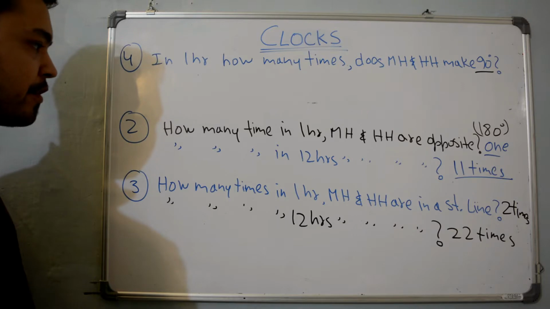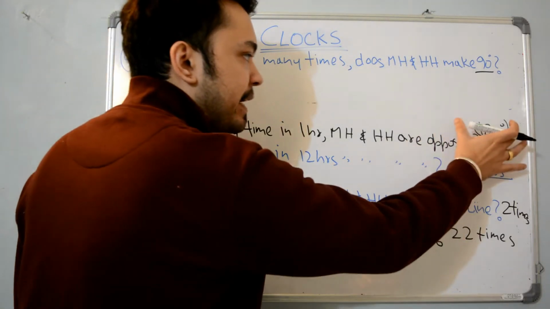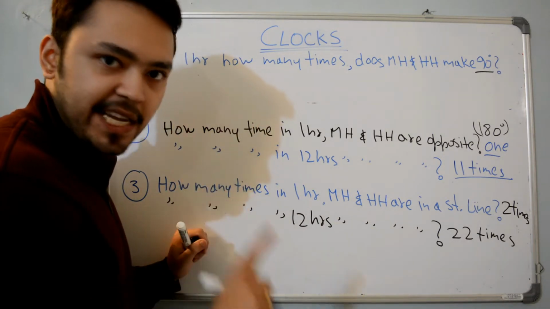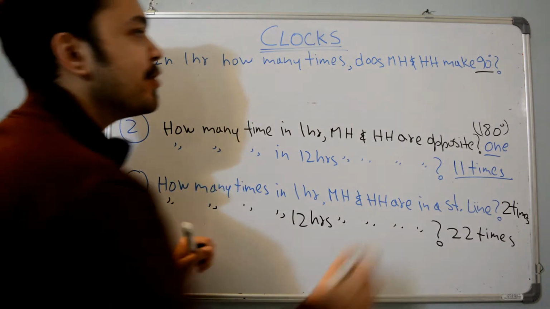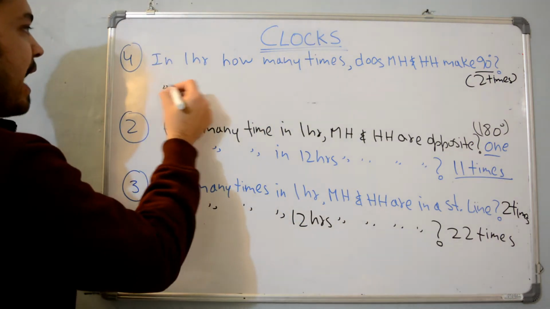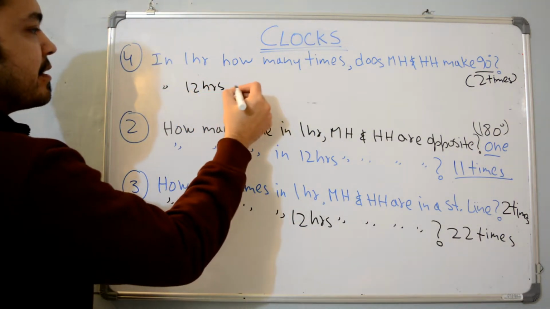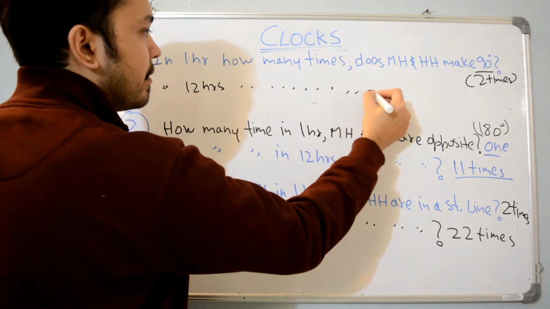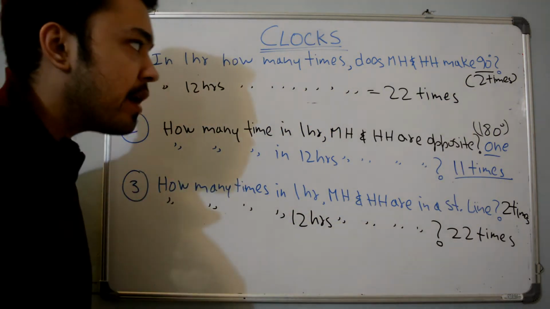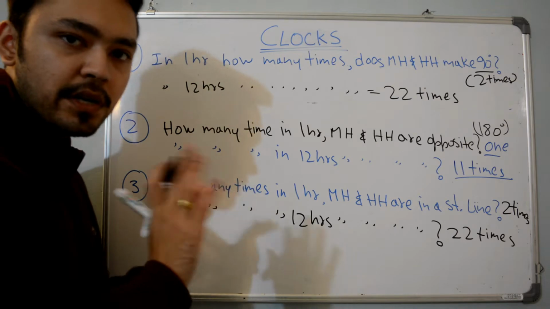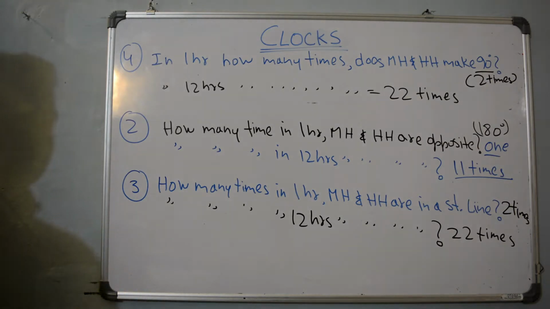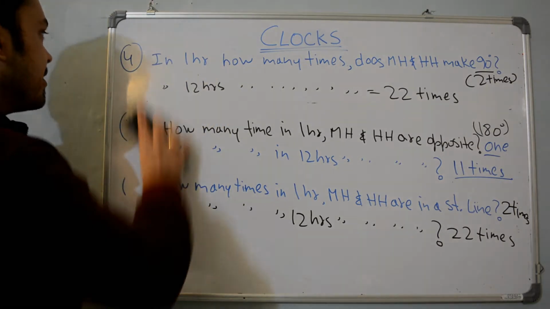In 1 hour, how many times do they both make an angle of 90 degrees? Clear? Now if we note it down, in 1 hour they are already making 180 degrees one time. And how can we split 180 degrees? 90 plus 90, right? 2 times. So our answer will be 2 times. Okay. And in 12 hours, how many times will this phenomenon repeat? That will be 22 times. Clear? And in 24 hours it will be 44 times, right? Double of the 12 hours. Clear?